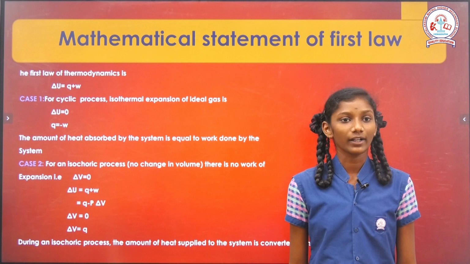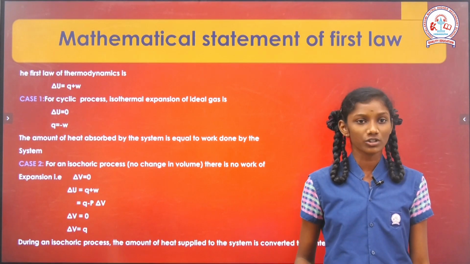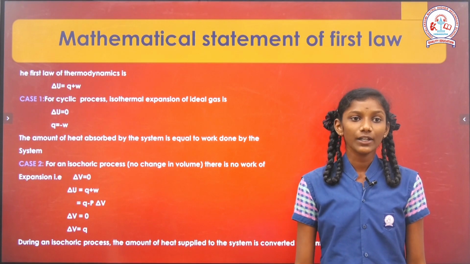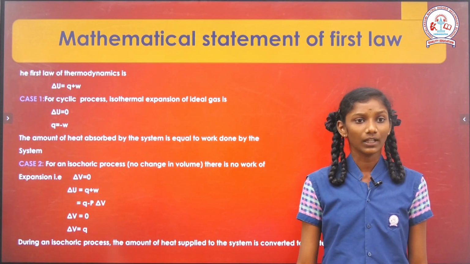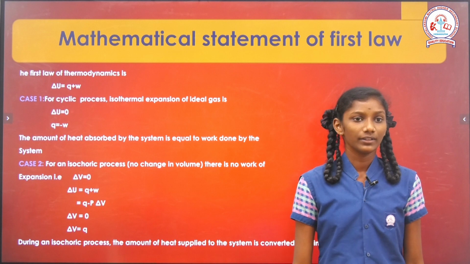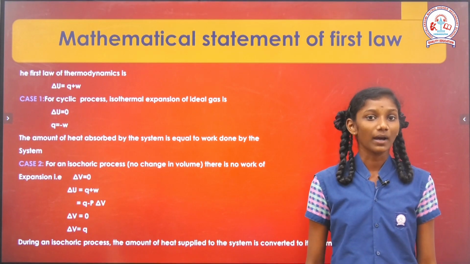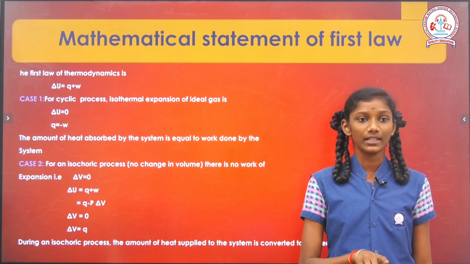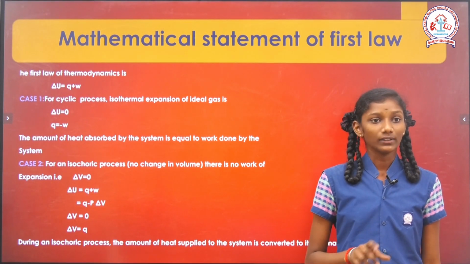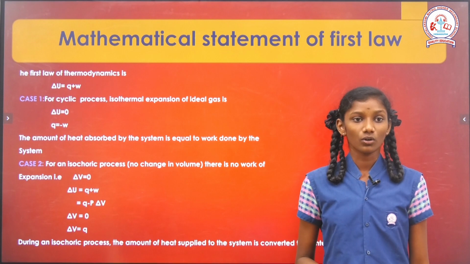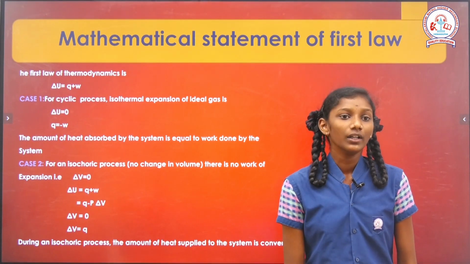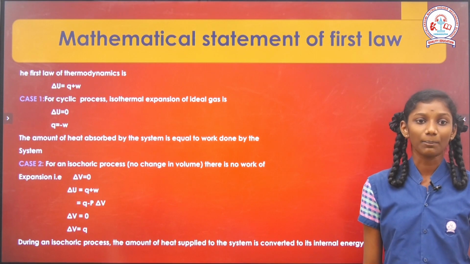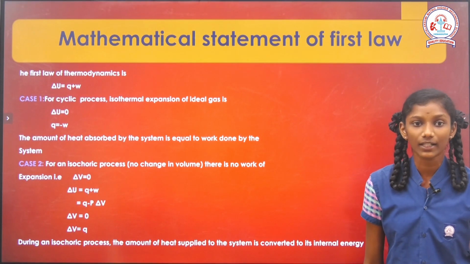In case 2, for an isochoric process, there is no change in volume, that is delta V is equal to 0. So, delta U is equal to Q plus W, that we know already. So, here we can write W as minus P delta V, substitute this minus P delta V in this equation. Now we know that delta V is equal to 0, so delta U is equal to Q. We can say that during an isochoric process, the amount of heat supplied to the system is converted to internal energy.